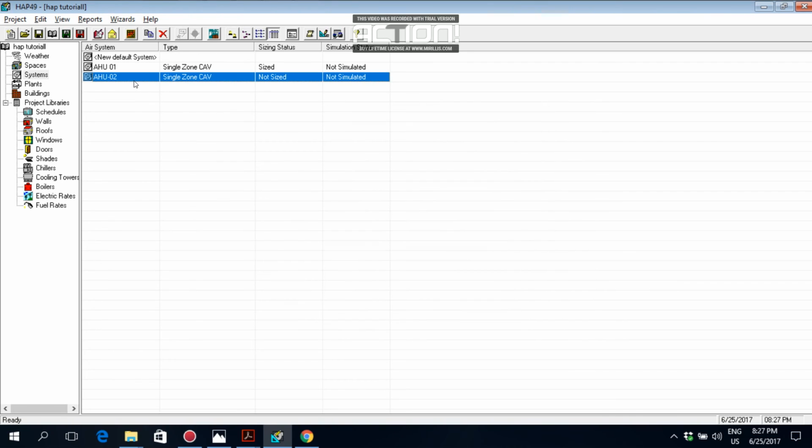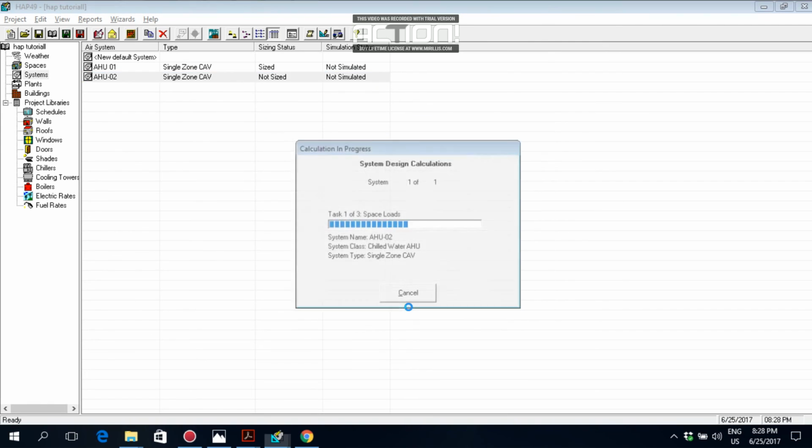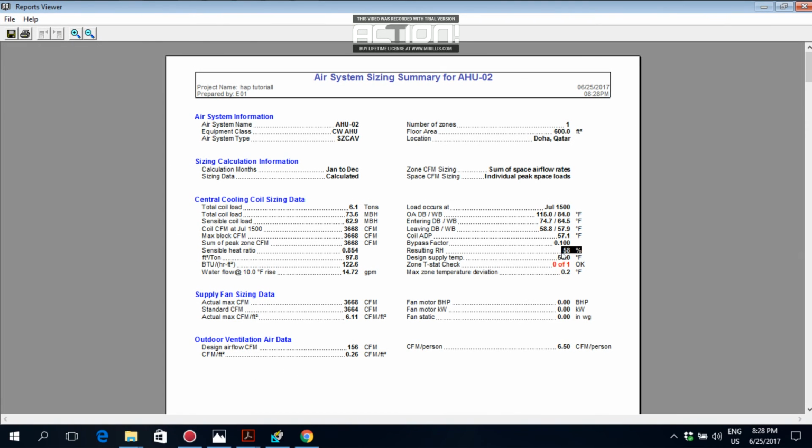Now if you want to generate the AHU2 reports, you can also generate them. See here, 58% relative humidity and 6.1 tons. So something went wrong over here. Why did it come to 58%, and why not the acceptable 50% range? So you must know what changes we have to make. The main change we have to make is the design supply temperature, which is directly related to this relative humidity. But let's see, this is the cooling coil capacity 6.1 and the CFM is 3668 CFM.